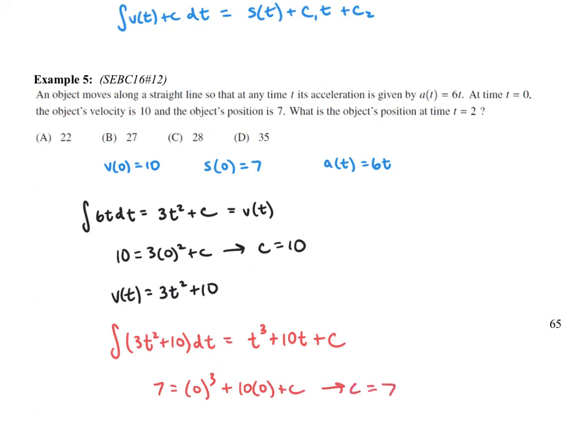All right, next step, we have our position equation, and what we need to do is figure out what our position is at time 2. So that gives us 8 plus 20 plus 7, so we end up getting 35, which is option D. All right, one more example on the next page.